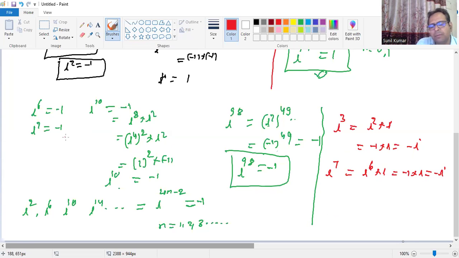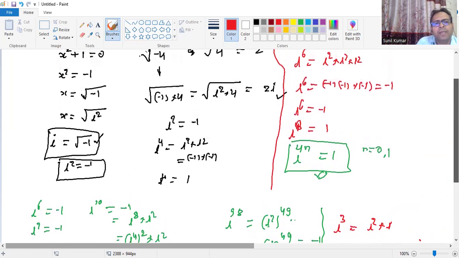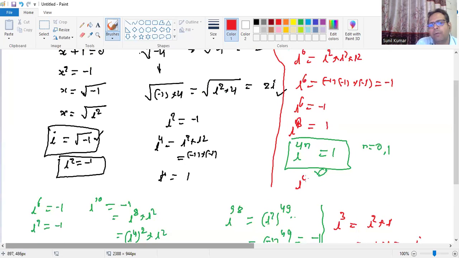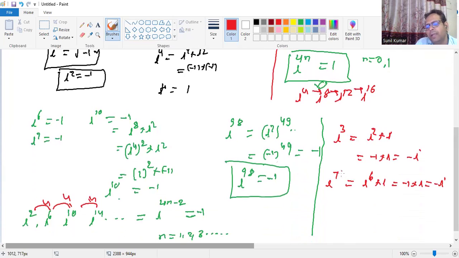So we can see in the previous case also, i square is minus 1, i power 6 is minus 1. The difference is 2 here, sorry, 4. Every term has a difference of 4. Even i power 4 is 1, i power 8 is 1, i power 12 is 1. There also we have a difference of 4. We can check here: i power 4, i power 8, i power 12, i power 16, we will get 1. The difference is 4 here, so here also we get a difference of 4.